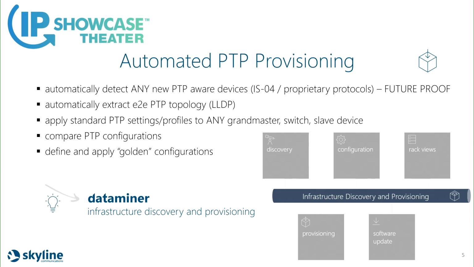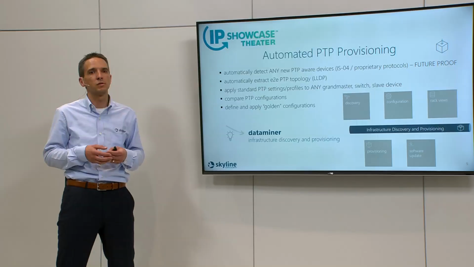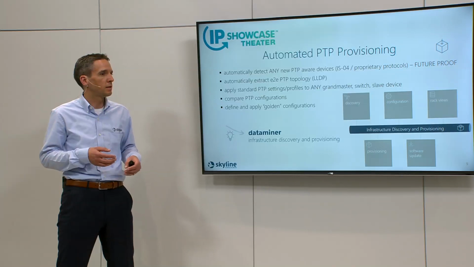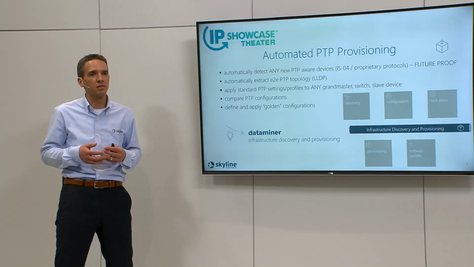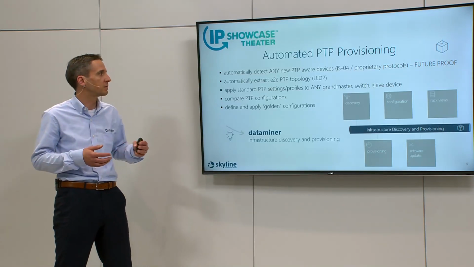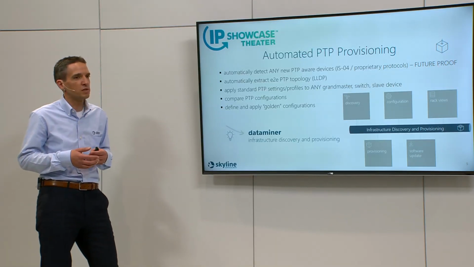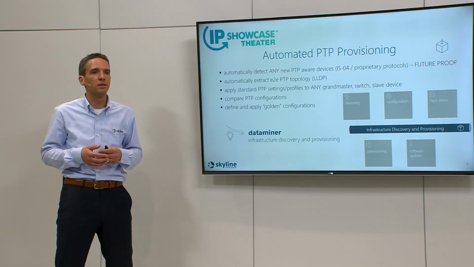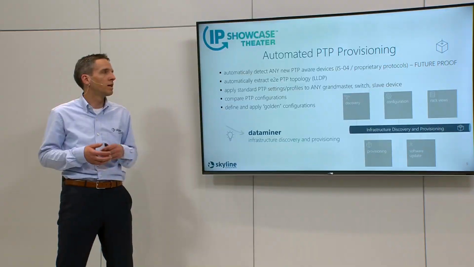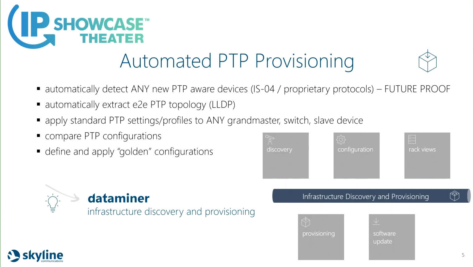Then automatically extract the PTP topology. Not only to find new devices, you also have to know where they are in the network. There you can use protocols like LLDP, something we have implemented for a customer recently. And next step, once you know where those devices are and who those devices are, you want to apply your standard default settings. That might be the PTP domain, priorities, the intervals. You might have golden configurations, and you apply them automatically to all of the PTP-aware devices.